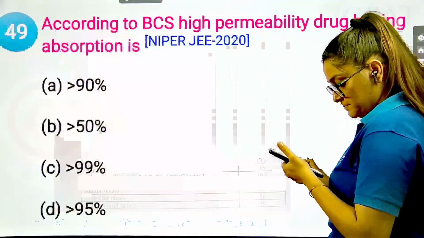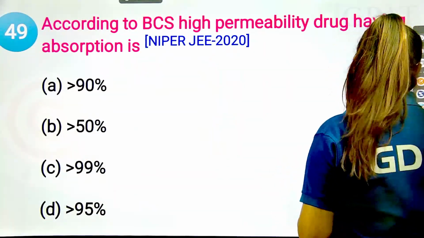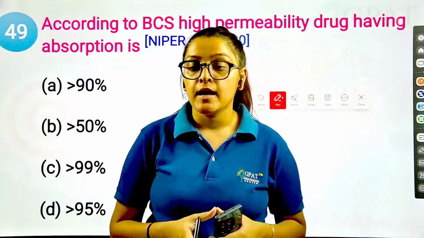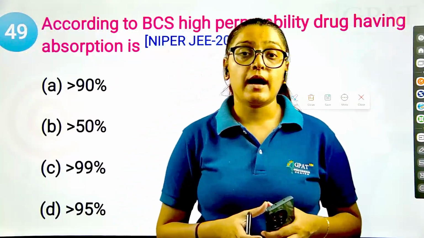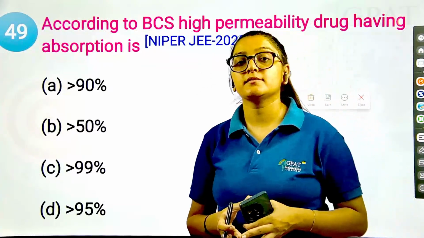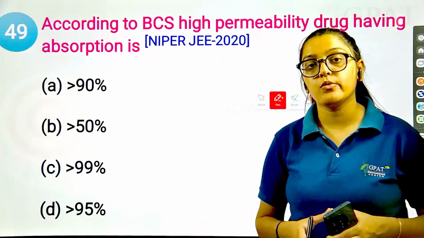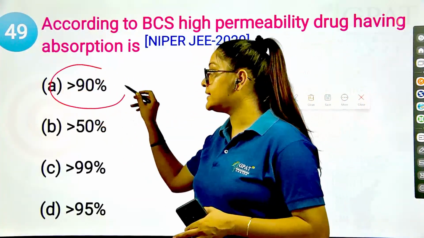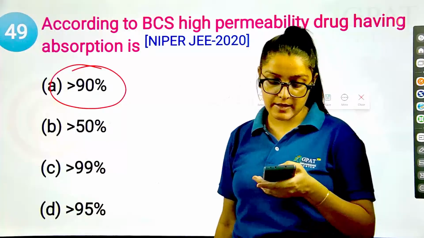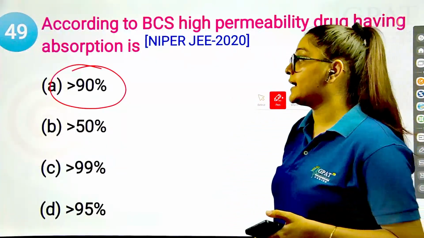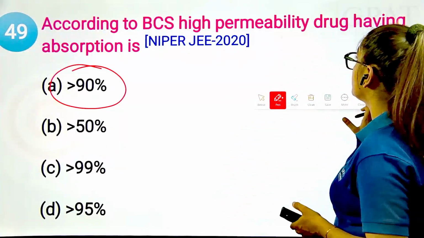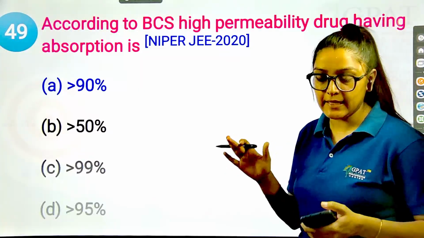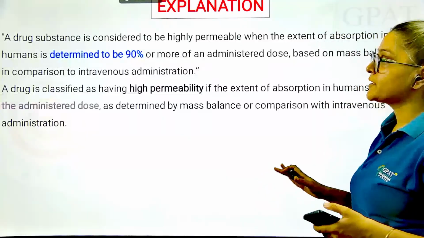Next, according to the BCS classification system, a drug having high permeability is attributed only when the drug has an absorption higher than 90%. Only then do you classify the drug as high permeability.